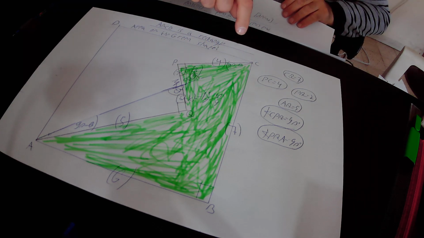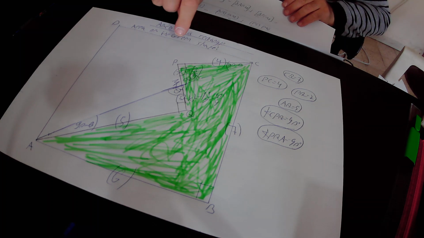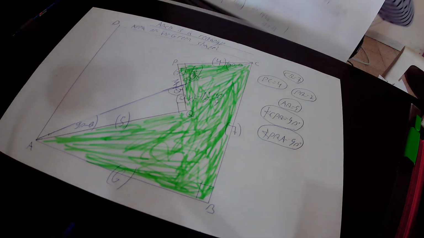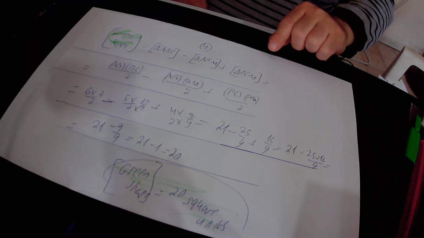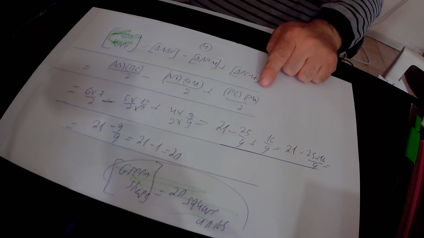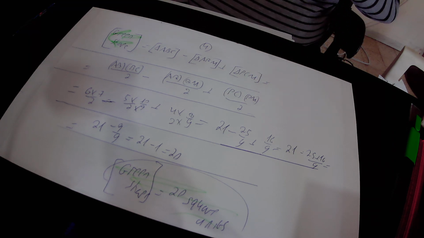The area of the small green right triangle PCM equals the base, that is PC, times the height to the base, that is PM, over 2. Repeat again, the area of the green small right triangle PCM equals the base PC times the height to the base PM over 2.